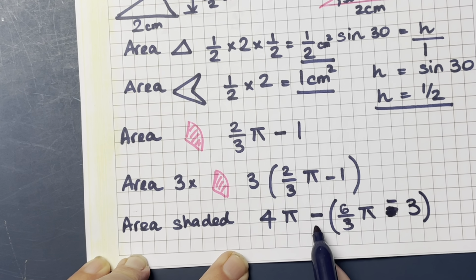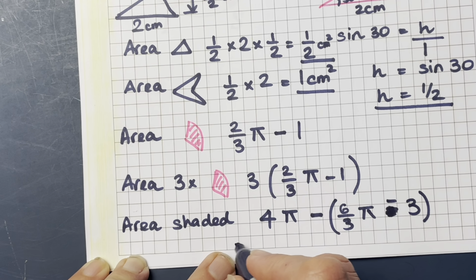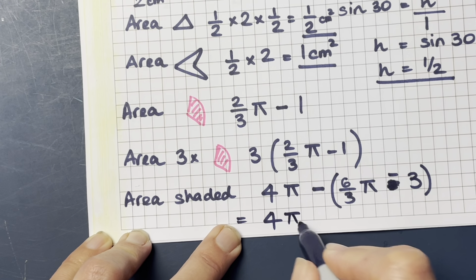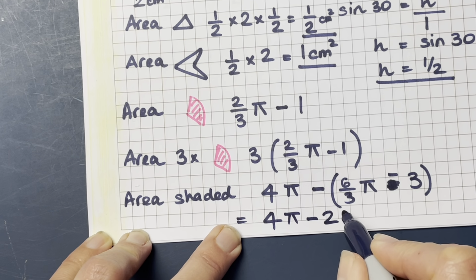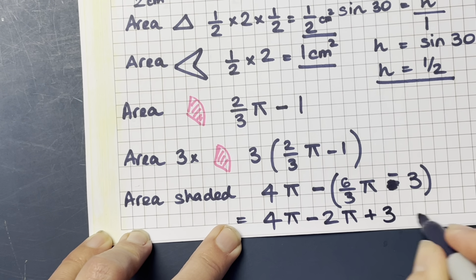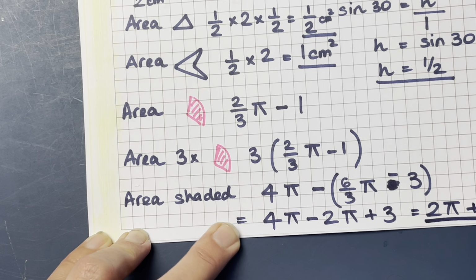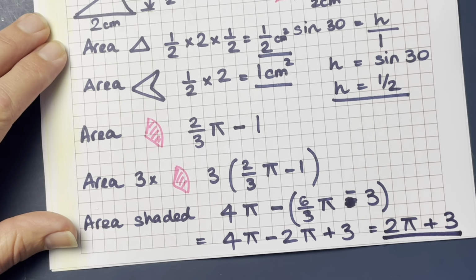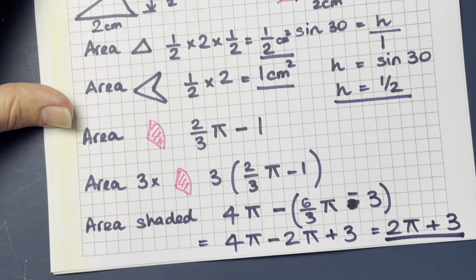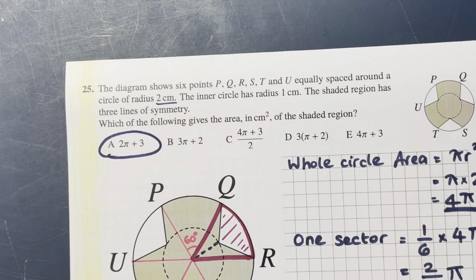So I've got a negative, I'm subtracting 2 pi subtract 3. So I've got 4 pi subtract 2 pi, but then I've got to add the 3. So I'm going to have 2 pi plus 3. Be careful with those negative numbers. It'd be awful, wouldn't it, to lose the mark after all that hard work. 2 pi plus 3. Let's go all the way back up to the top. That gives me the solution of A.